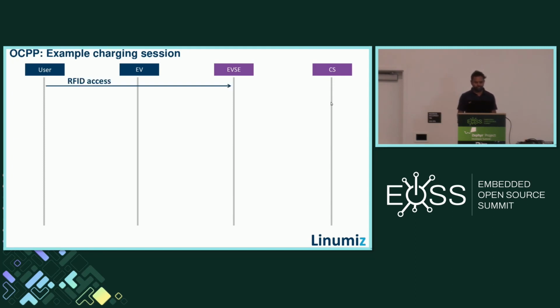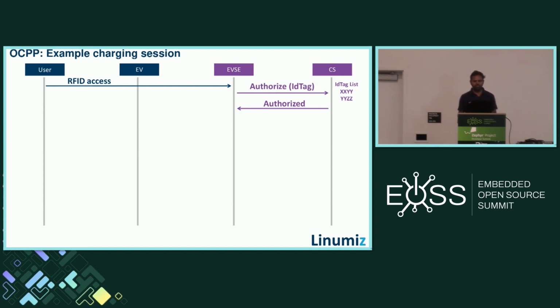First, the user has to get access. For that purpose, he shows the access card to the EVSE. Then the EVSE will have a card reader, like an NFC or RFID reader, which will read the ID tag. Once it reads the ID tag, it will send the OCPP Authorize request message to the central system, and then the central system will check the database, verifying whether the ID tag is matched and already in a valid state, or else it's expired or blocked, and all these states.